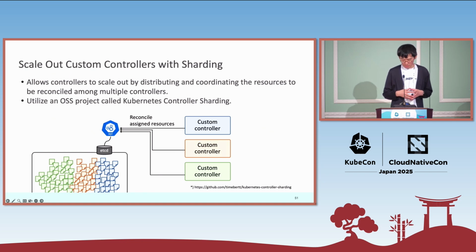Lastly, to tackle the issue of controller scalability, we are considering using an open source project called Kubernetes controller sharding. This approach assigns resources to multiple shards and runs separate controllers for each shard. Kubernetes controller sharding is still under active development, so we are aiming to contribute to the project and work together with the community to help solve this challenge. There was a session about the controller sharding at KubeCon London, so if you are interested, be sure to check it out.